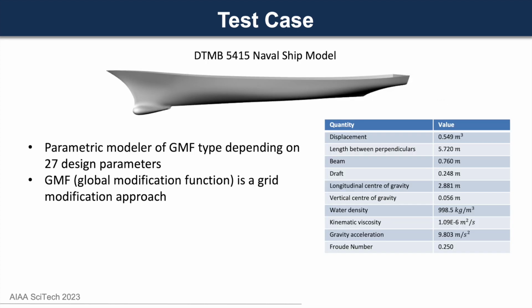To test the proposed approach, we used the DTMB 5415 ship model, whose main particulars are given on the right in the table. This design is parameterized with 27 different parameters. This parameterization and the modification of this design depends on a global shape modification function. I haven't given detail on this function, but you can find it in our paper.